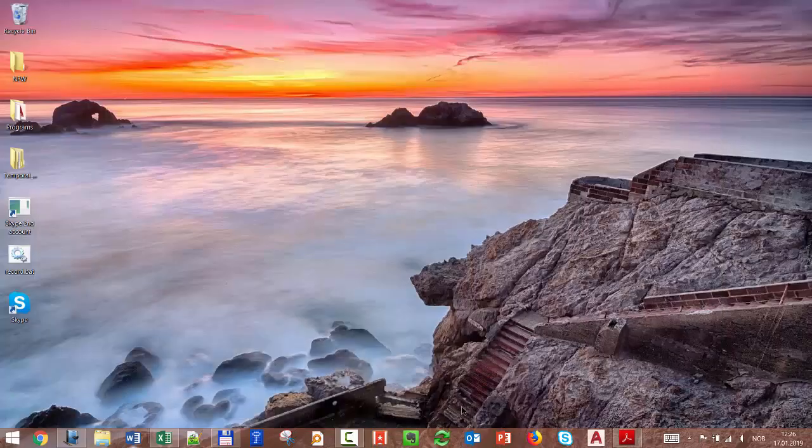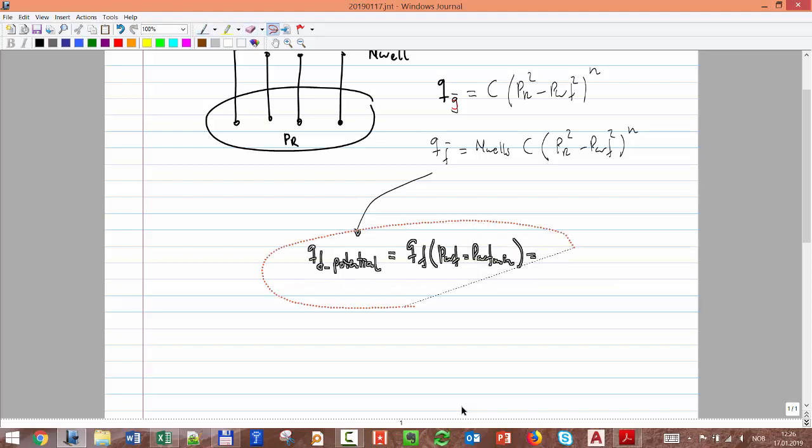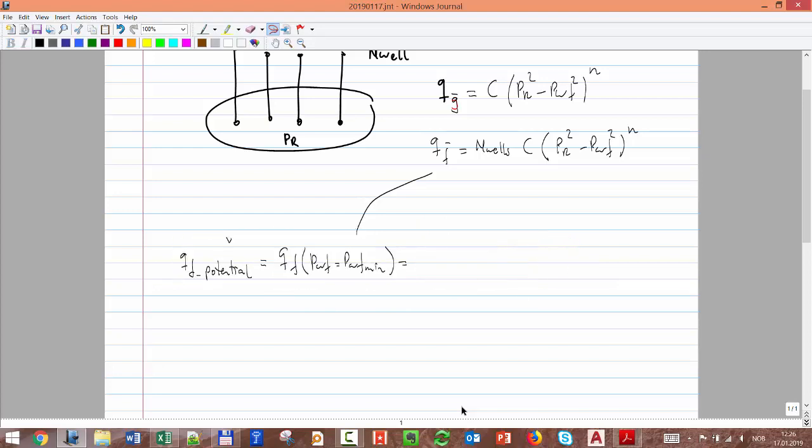And here is a very important thing on that equation, right? So the Q potential, Q field potential, let's make here potential, will be this QF evaluated when pressure is the minimum. Okay, so it will be n wells.